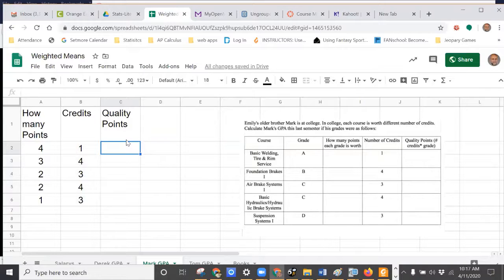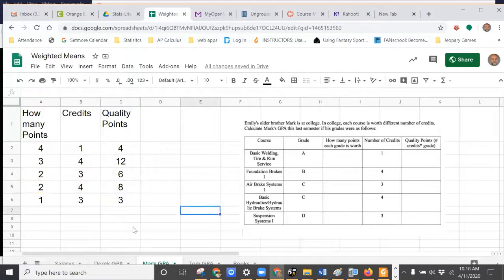I hope you said we're going to multiply these two sets of numbers, right? How many points times how many credits it was worth. So equals, I'm going to click on the 4 times, so shift 8 times the 1. I get 4, and I can do the same thing, so I can fill down. And it does all that calculation for us, right?